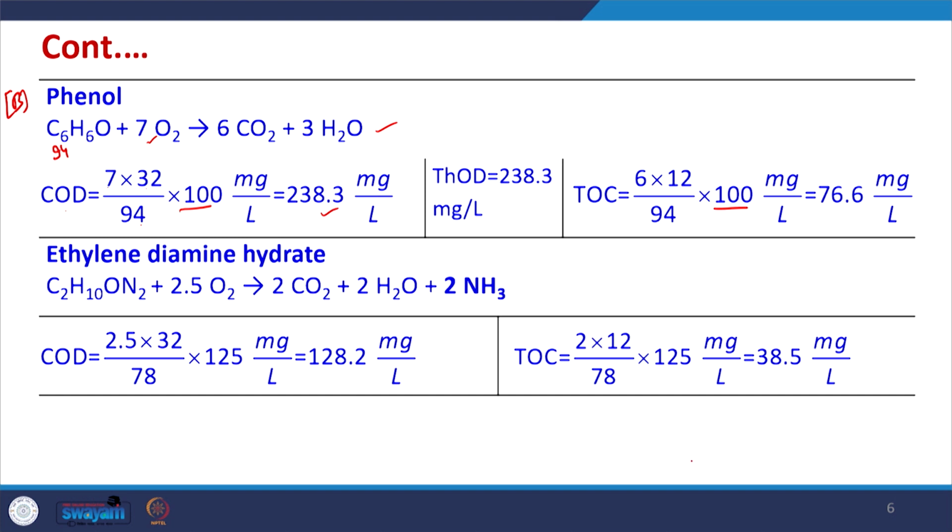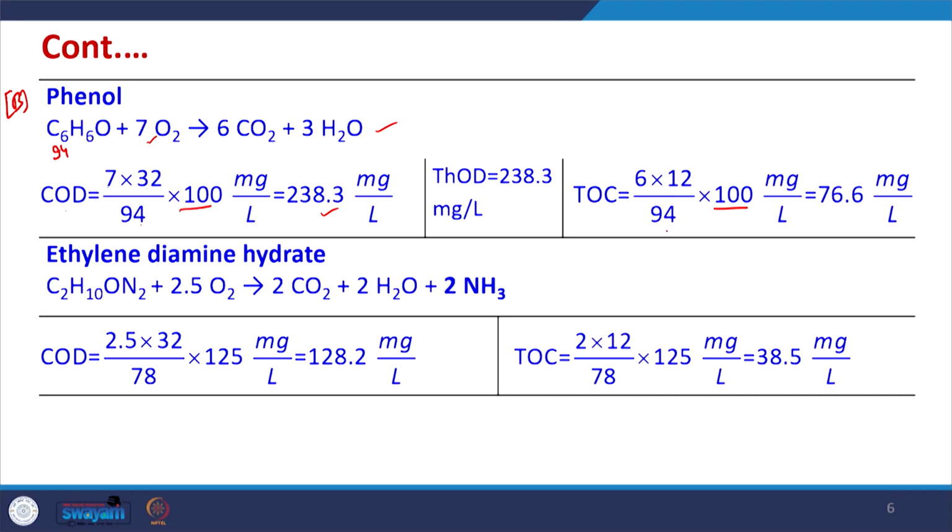The ThOD value will also be the same as the COD value, because phenol does not contain any nitrogen or sulfur. Now the TOC value is calculated, and this is equal to 6 into 12, because 6 moles of carbon are present. So, 6 into 12 divided by 94 into 100, this is 76.6. So, this is also easy, and we have calculated it for phenol.